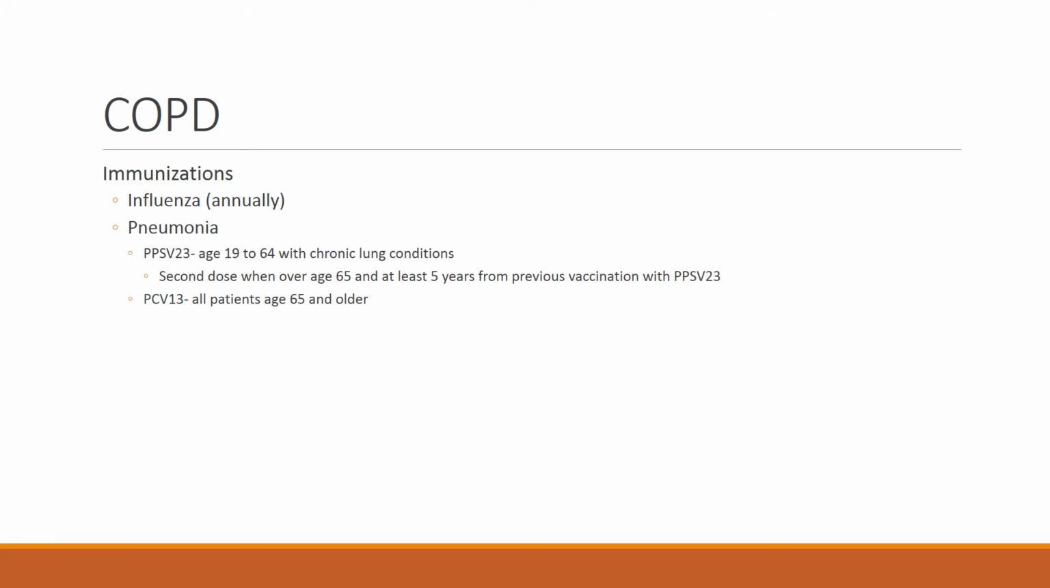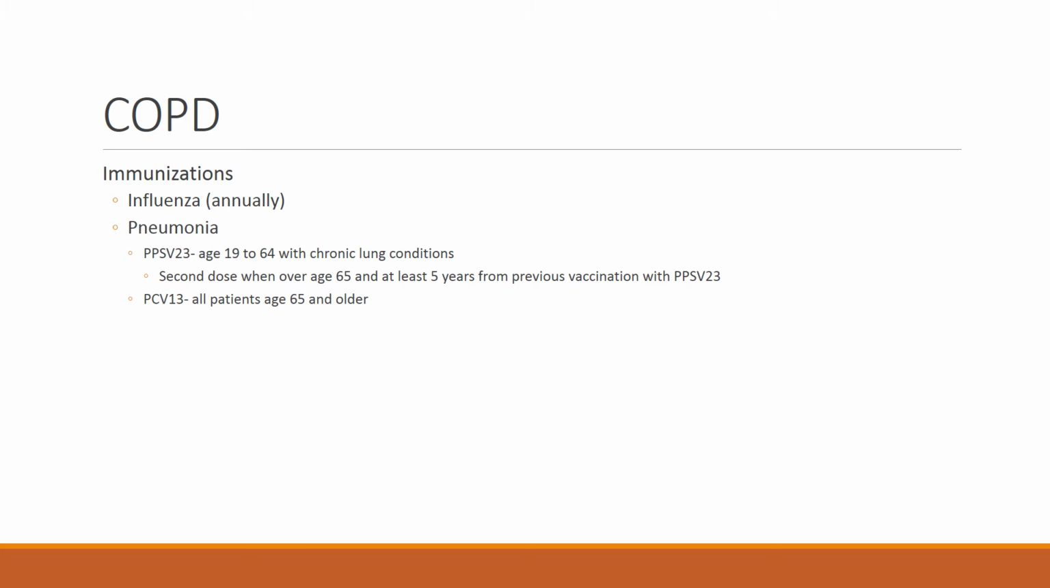Again, patients with COPD should be getting their influenza vaccine annually. It should primarily be the inactivated intramuscular vaccine. The live attenuated intranasal one is really only up to age 49. So most of our patients with COPD are going to be over that age, and so it's the IM. And then pneumonia. This is where it gets a little tricky, and your textbook is inaccurate in this area, so just be aware of that.